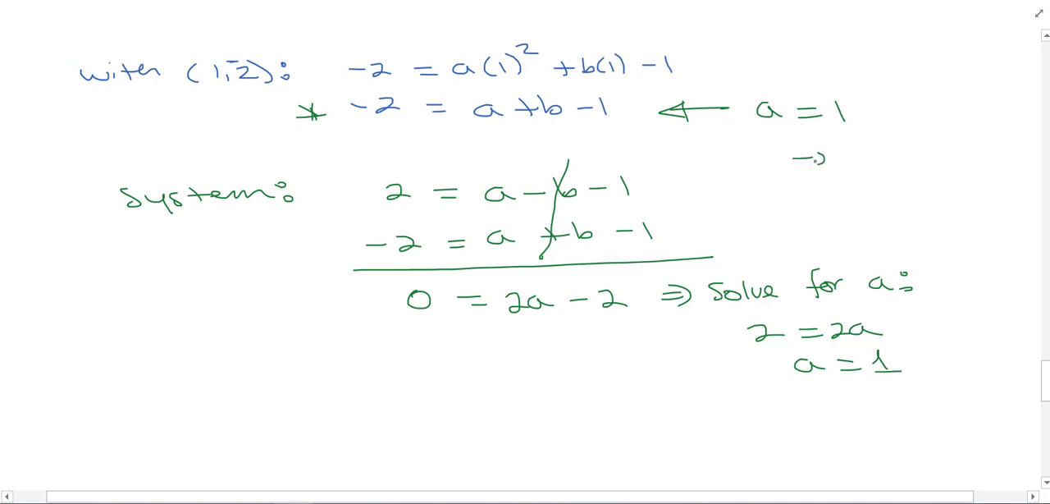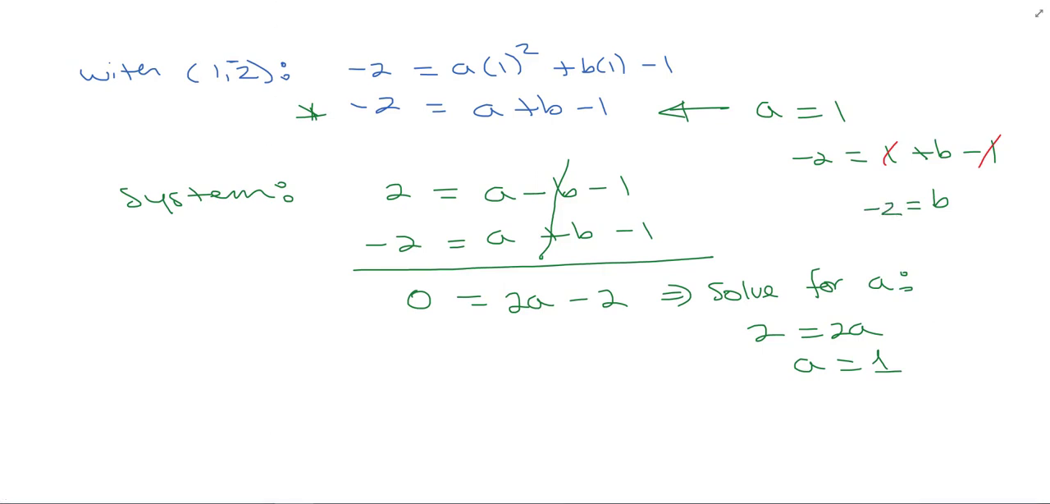So I'm going to have minus 2, sorry, this is getting a little messy. A is 1, so 1 plus b minus 1. And so notice that here when I combine like terms, 1 minus 1 is 0. So I just get b is equal to minus 2.